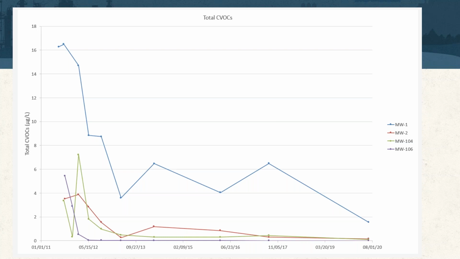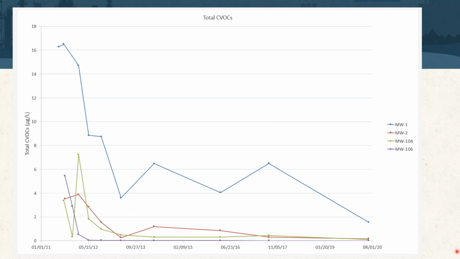Monitoring well 2, at the proximity of the creek, red line, and then the two 100 series wells that we saw, 106, the purple line, which was supposed to be upgradient, and 104 is between MW1 and MW106. And as we can see here, just a global overall trend of knockdown, reduction, but then maintaining for many, many years after the implementation.